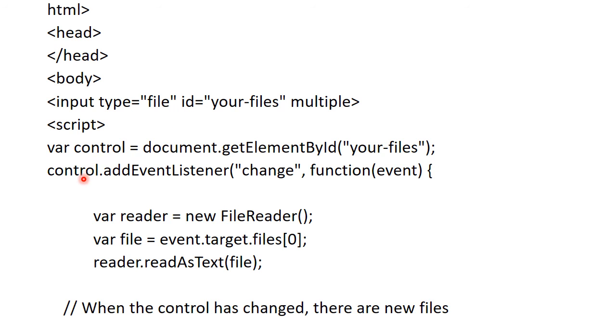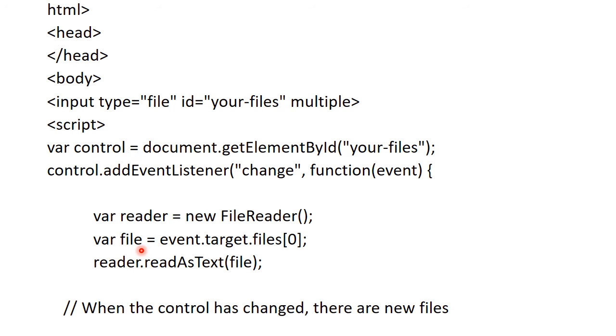Then see, I am adding the event listener of change. Whenever something occurs in this area of the web page, I am adding an event listener. What is that event listener? This is function event. I am creating a new file reader, so that I can read the contents from the files that are being loaded into this area. So file is equal to event.target.files of 0. If there are multiple files, it will be a file list. Inside that file list I need to access the first file, so that is why I mentioned files of 0 here. So that will be pointed to by this variable file.